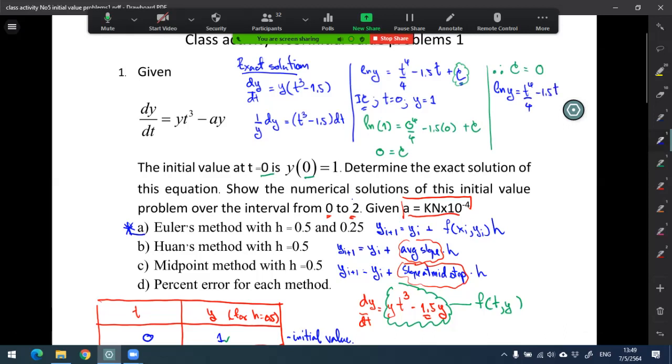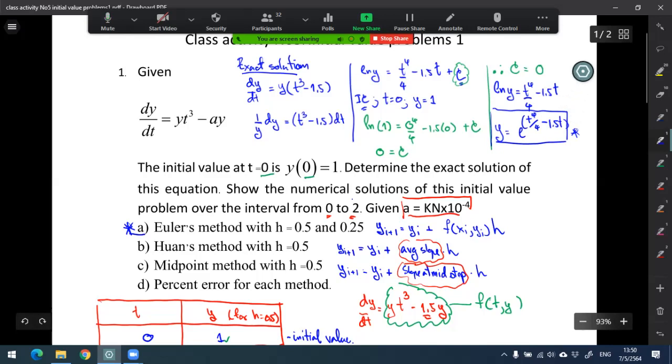If we would like to rearrange, y becomes the exponential of t power 4 over 4 minus 1.5 t. This is the exact solution. You have to show this. If you do not have this equation, it means that you don't have the exact solution. So now we have the exact solution already, right?